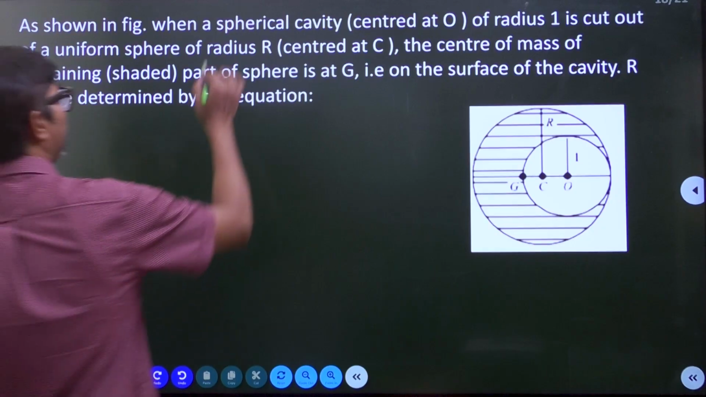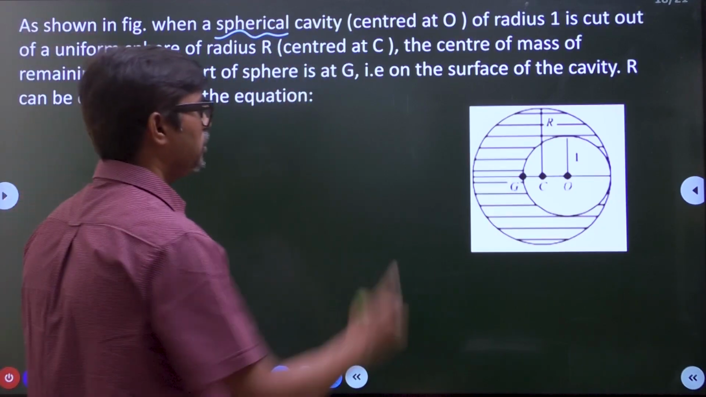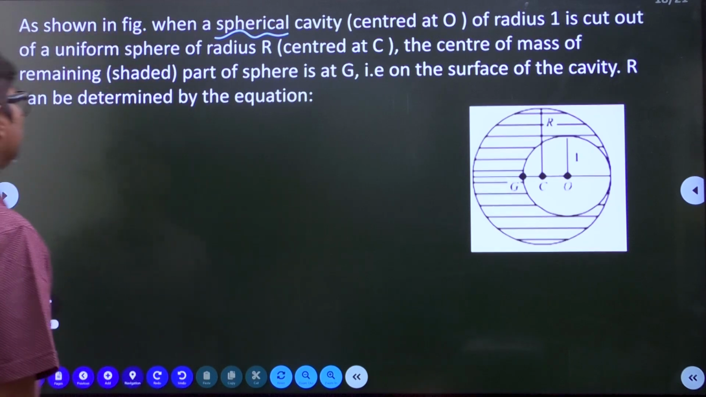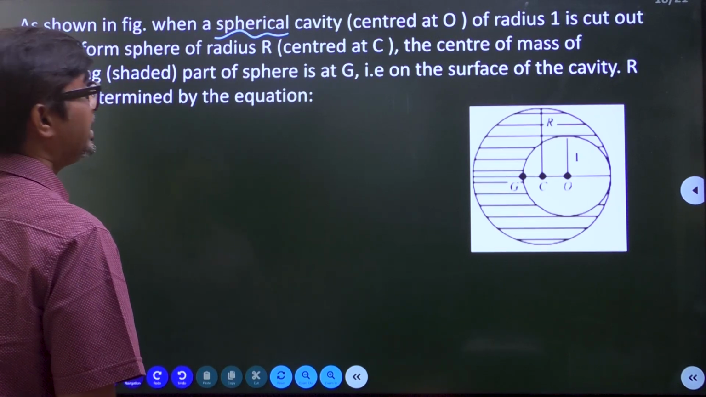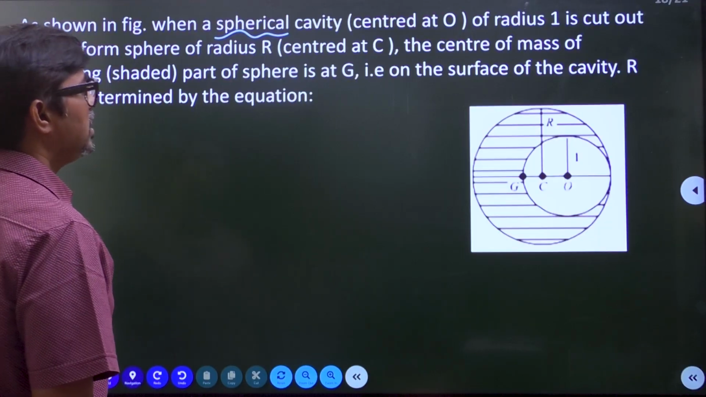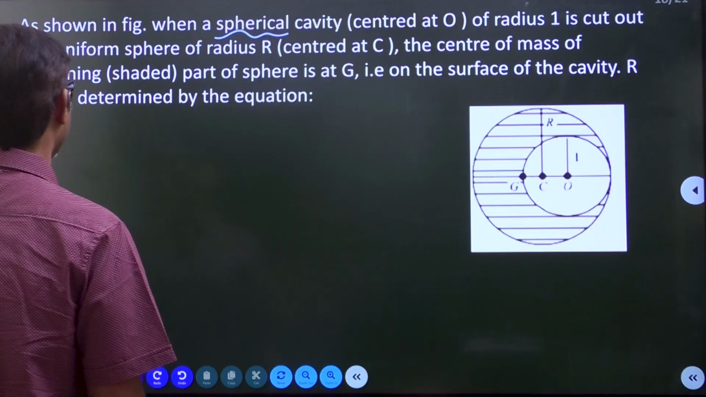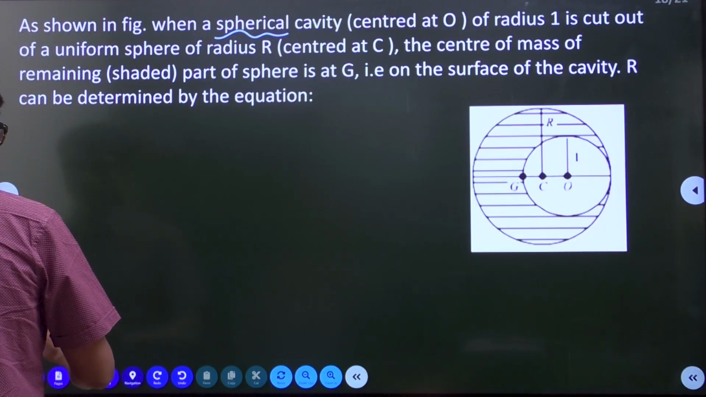Now I am considering a spherical body, a 3D object, centered at O. A sphere having radius 1 centimeter is cut out of a uniform sphere of radius capital R, centered at C. The center of mass of the remaining part of the sphere is G, that is on the surface of the cavity. Capital R can be determined by the equation. Okay, right. So now we need to calculate the radius here.